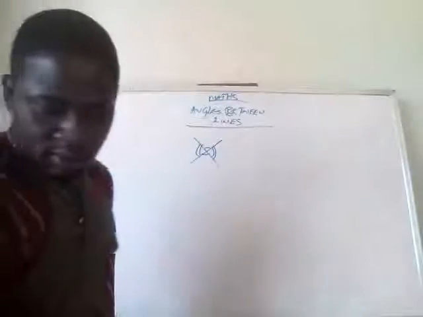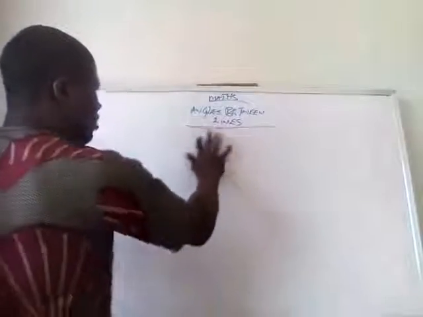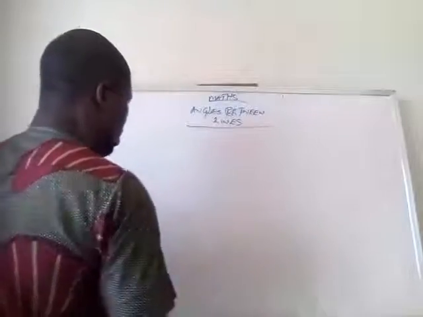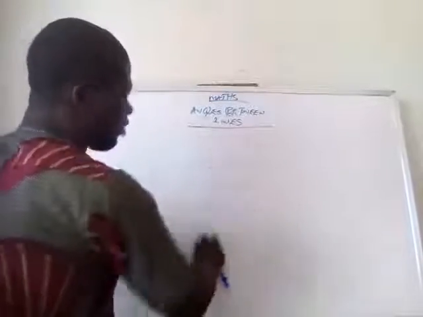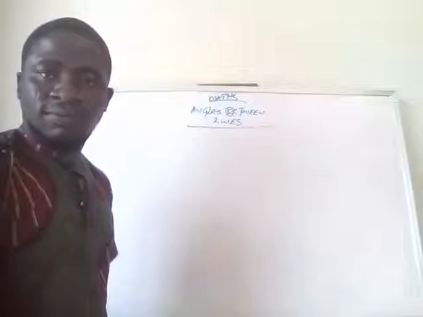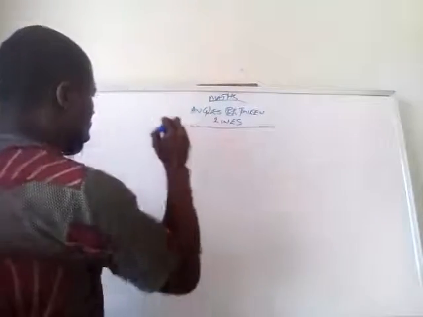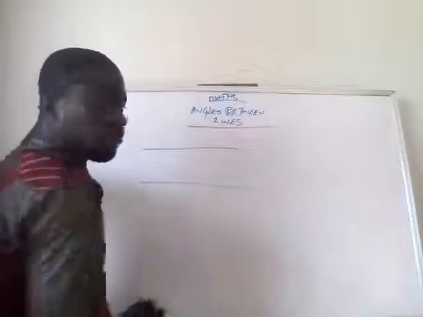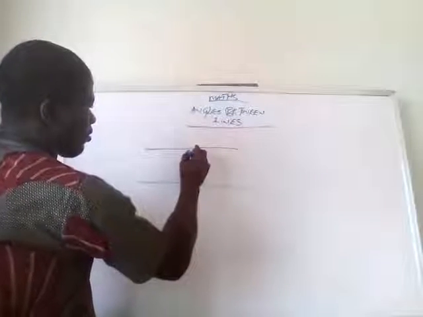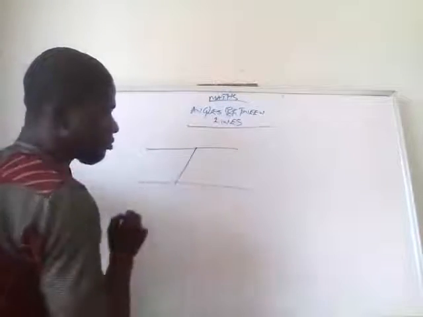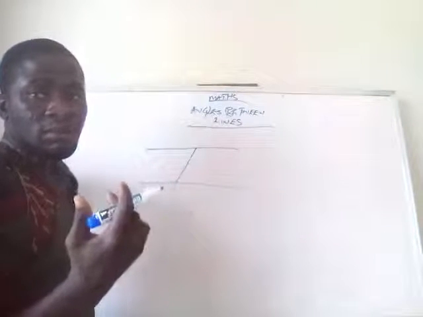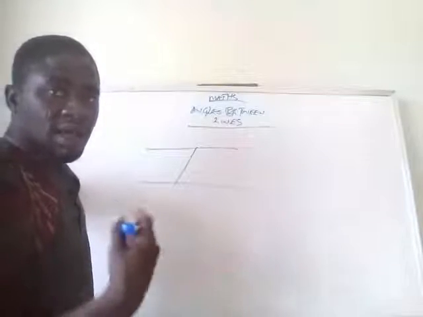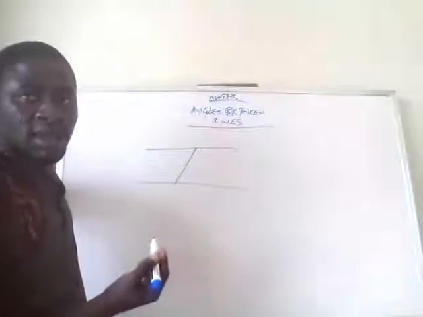When you have, sorry, I'm using my hand. I can't find my duster. I've seen it. So let's say you have lines like this. You have this. Alternate angles are sometimes referred to as Z angles.